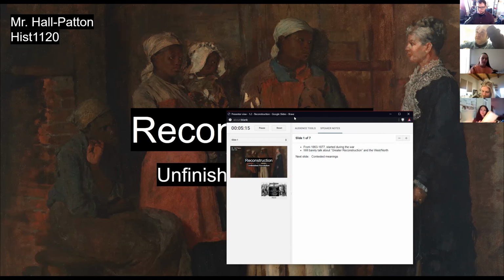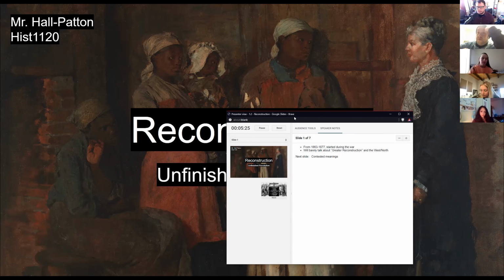Reconstruction is generally talking about how the U.S. reformulated itself after the Civil War. Though technically it did begin during the Civil War. Reconstruction is generally considered to be between 1863 and 1877. So it technically started during the war, and we'll get to why there's funkiness with the whole meaning of that.